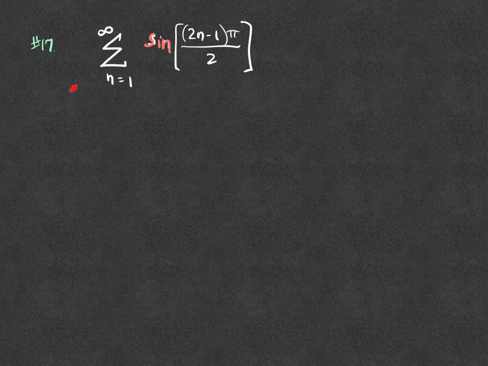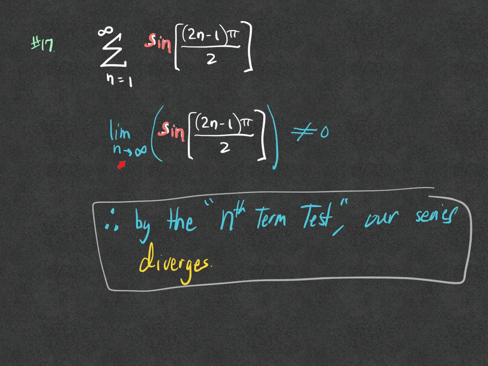In this problem, notice that really it's just sine of some angle, and the sine ratio doesn't converge, it oscillates. So, since the limit as n approaches infinity of our terms is not zero, by the nth term test, our series diverges.